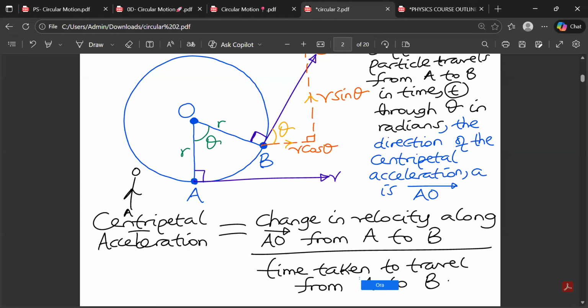We have said that the change in velocity means, we are moving from A to B, so the change is B minus A. But I'm asking, the velocities at the different points have horizontal and vertical components. So if you're to get the change, which one is the change? Horizontal components, the vertical components, or the real resultant velocities?